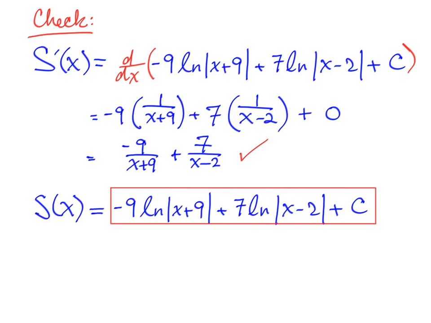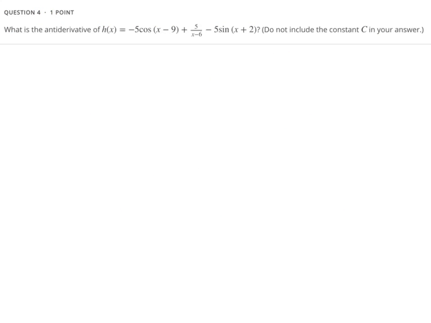All right. And now the other question I want to go over a little bit is the last question in the quiz. It was more complicated, but you were asked for the antiderivative of little h of x equals negative 5 times cosine of x minus 9, plus 5 over x minus 6, minus 5 sine of x plus 2. But here it does say do not include the constant c in your answer. So we're going to have to leave that off when we put it into Newton. But otherwise we would not leave that off. On any written test or quiz, you would not leave that off.